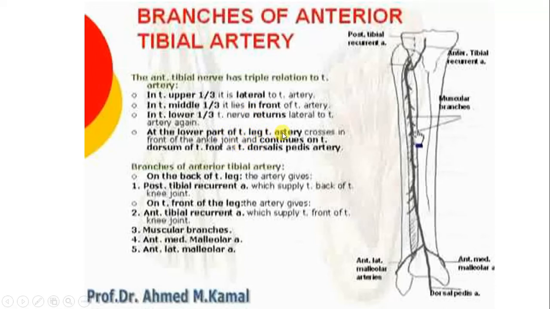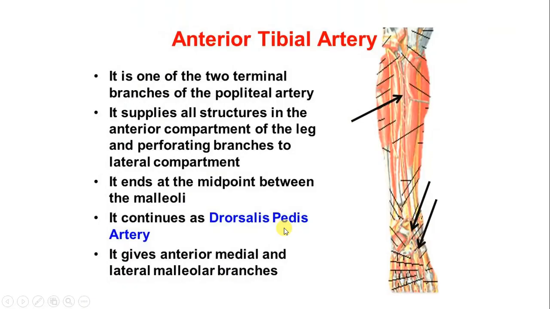At the lower part of the leg, the artery crosses in front of the ankle and continues as the dorsalis pedis artery. The branches of the anterior tibial artery are the tibial recurrent, the muscular branches, and the malleolar branches. So what we see is that one of the two terminal branches of the popliteal artery is the anterior tibial artery.